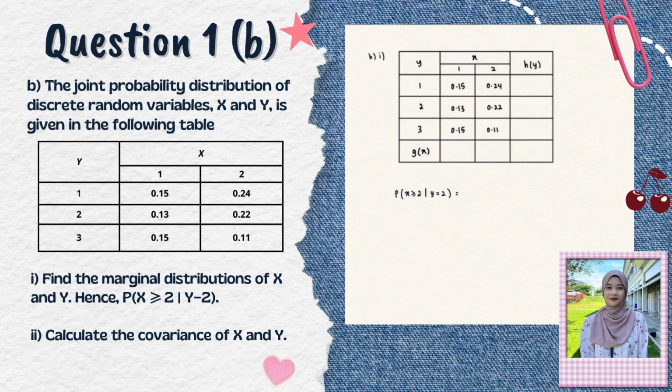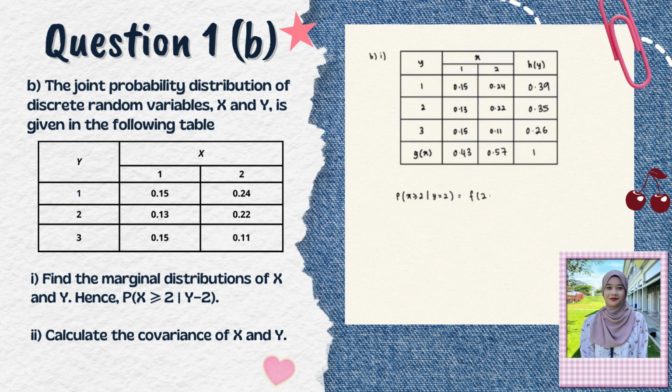From the table, the possible values of x are 1 and 2, while the possible values of y are 1, 2, and 3. To find the marginal distribution of x, we have to sum across all y values. For each value of x, add up all the joint probabilities across every value of y. Same goes with marginal distribution of y. For each value of y, add up all the joint probabilities across every value of x. Finally, the sum of both marginal distributions equals 1.